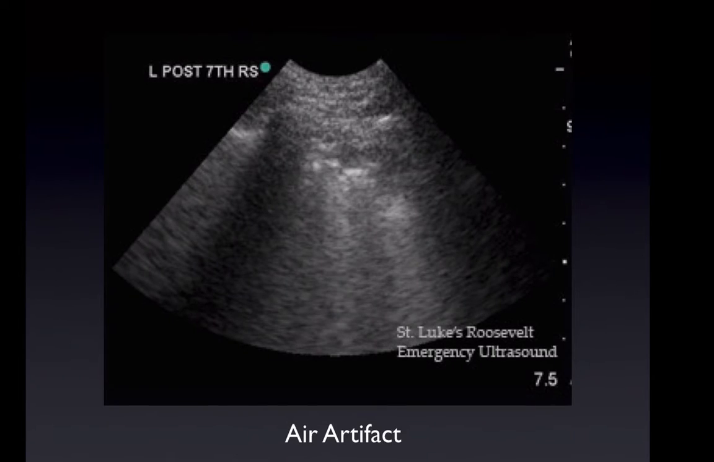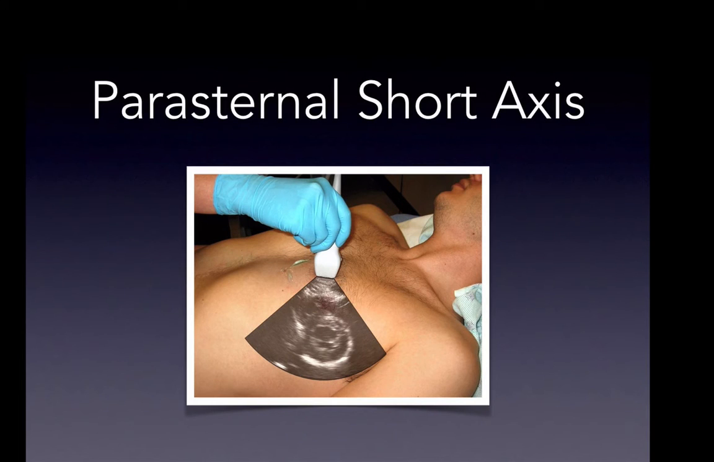If you remember, air will cause an artifact, and it won't allow you to see a good image of the heart. The same happens when you're trying to ultrasound a patient with severe COPD. Those lungs are hyperinflated, and you'll get the artifact. But let's move on to the parasternal short axis.